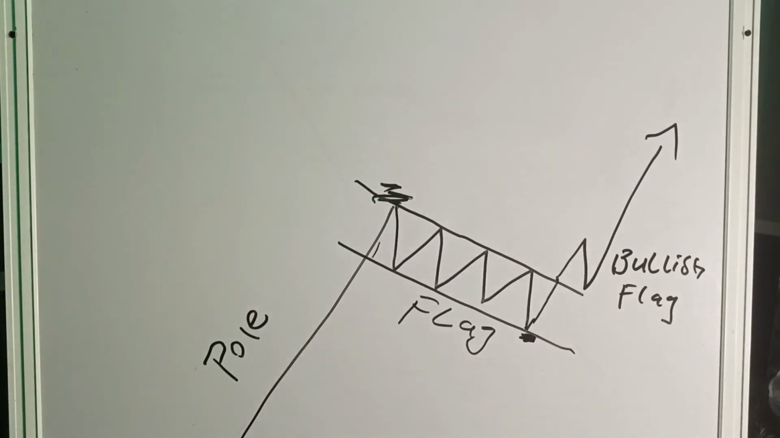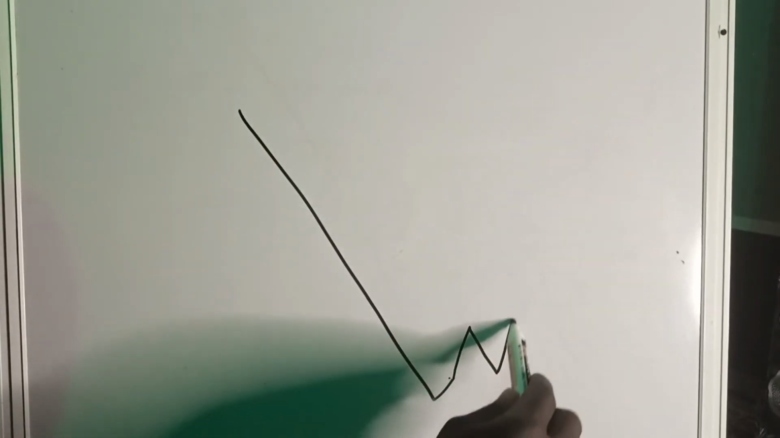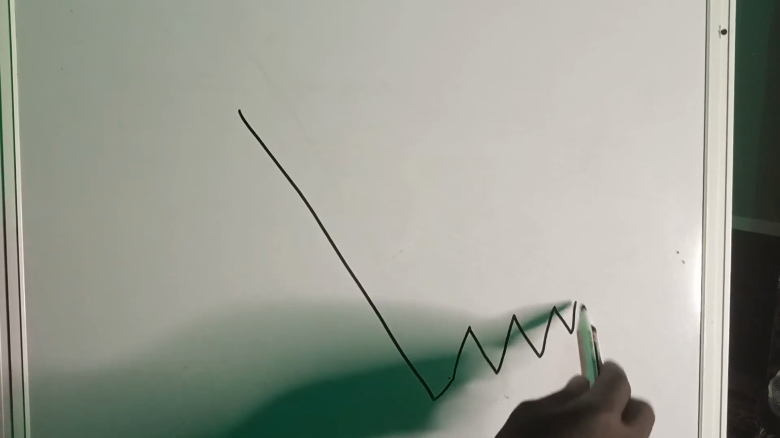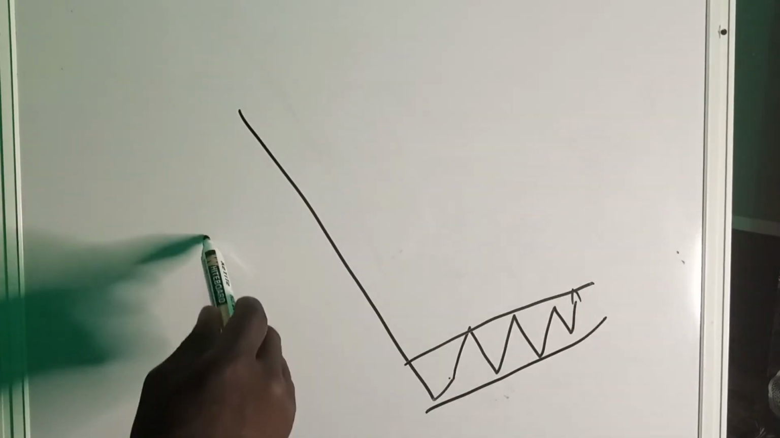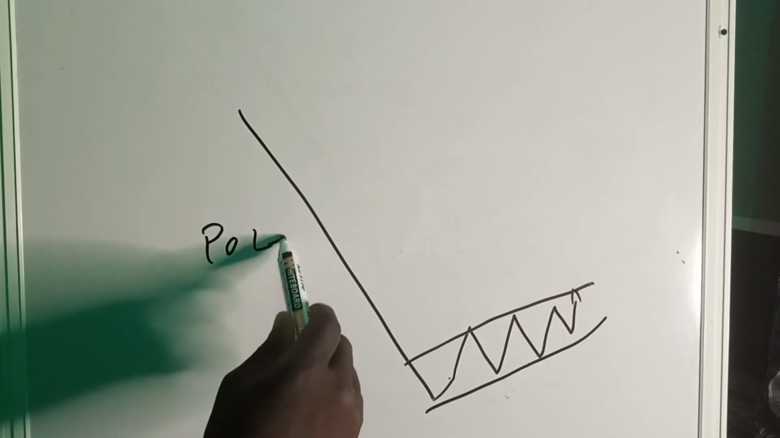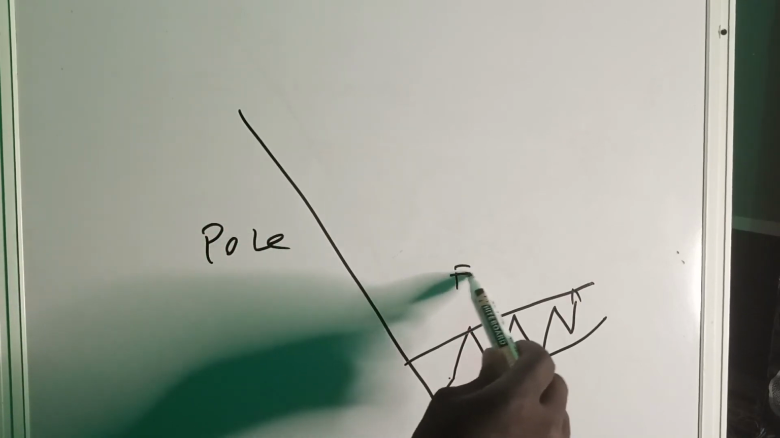Same thing goes for the bearish flag. It's the opposite. It is formed after a bearish trend. It will form a channel. This will be the pole. This will be the flag.